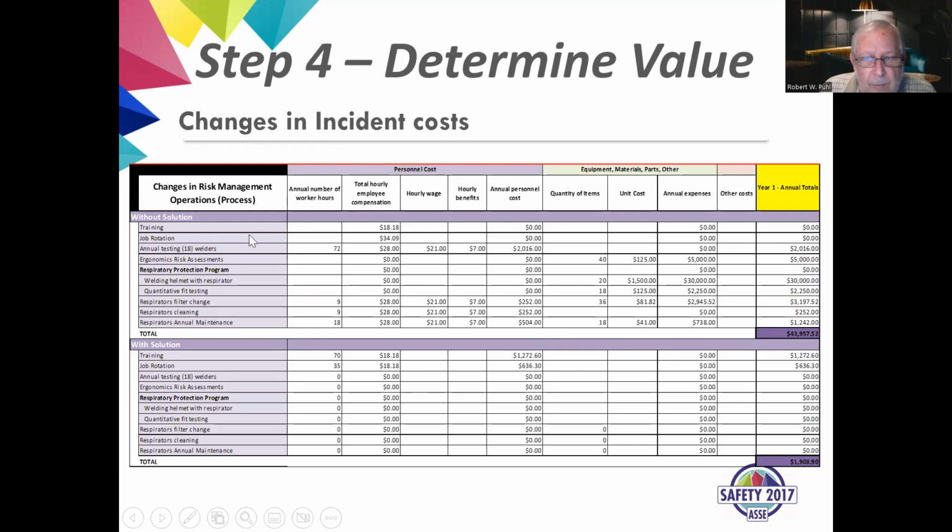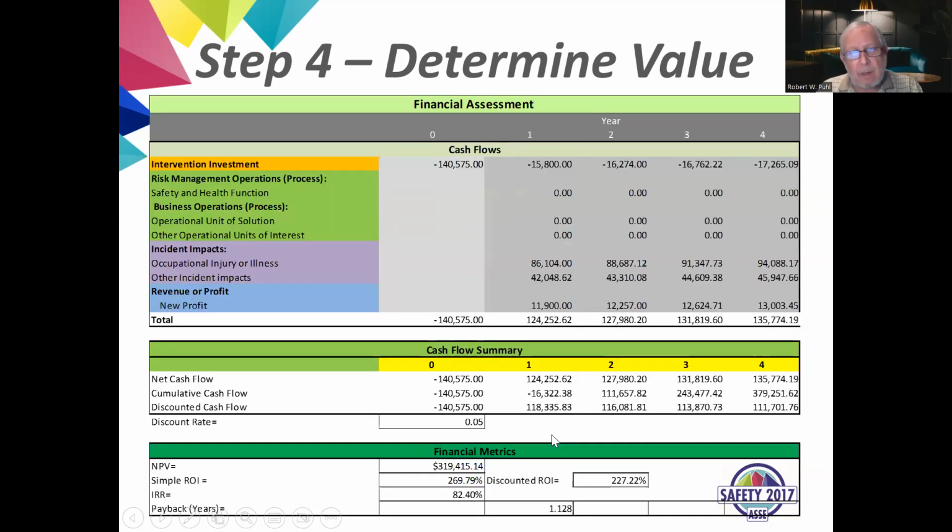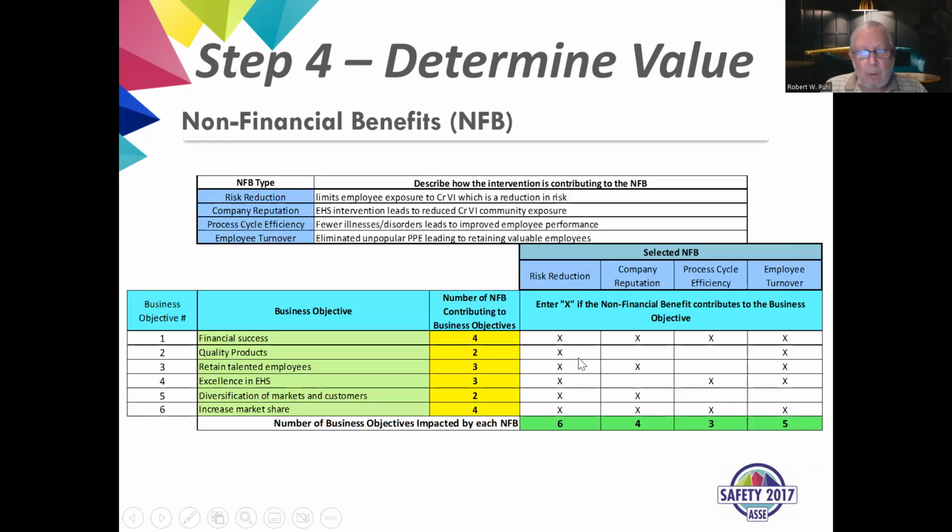And here you have training, job rotation, annual testing of everybody else, and the other stuff you have to do without the solution, and here with the solution, the costs. But we're not too much interested in the costs or the cash flow or the financial assessment. Non-financial benefits, financial success. Okay. Now you tell me how the financial success is a non-financial benefit. I don't know.